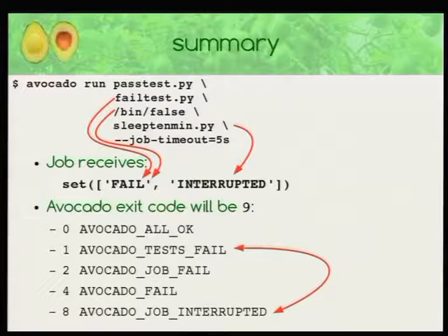And then Avocado, with this information here, knows that it has to exit with the exit code 9. This exit code 9 means we have some tests that failed, and we have a job interruption because of this job timeout. So our exit code is rich: you can have more information than just pass or fail from the exit code.